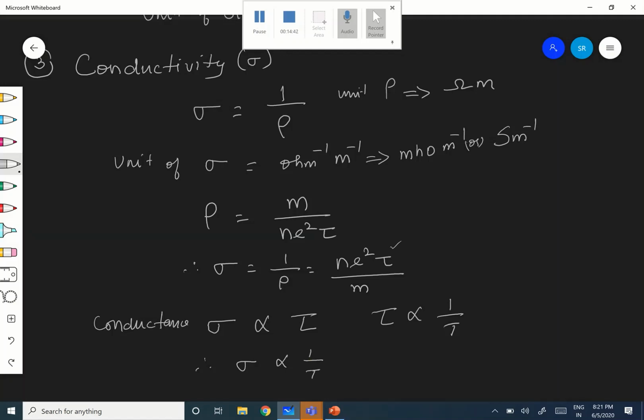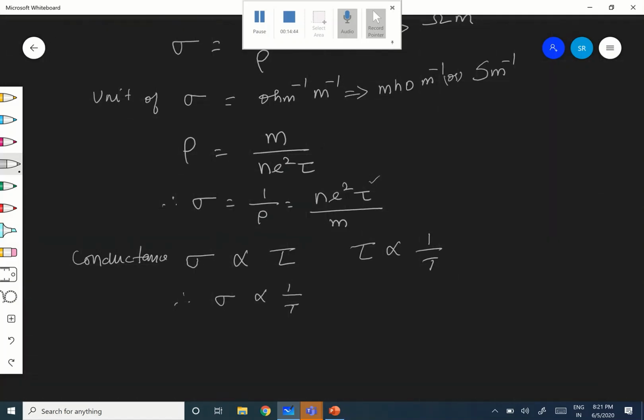If you are asked to plot a graph, it is a very simple thing. Sigma and T are inversely proportional. I think you know the inversely proportional graph. Sigma on one axis, temperature T on the other. Let me use some other color. This is how we have to plot a graph between sigma and T, because they are inversely proportional.